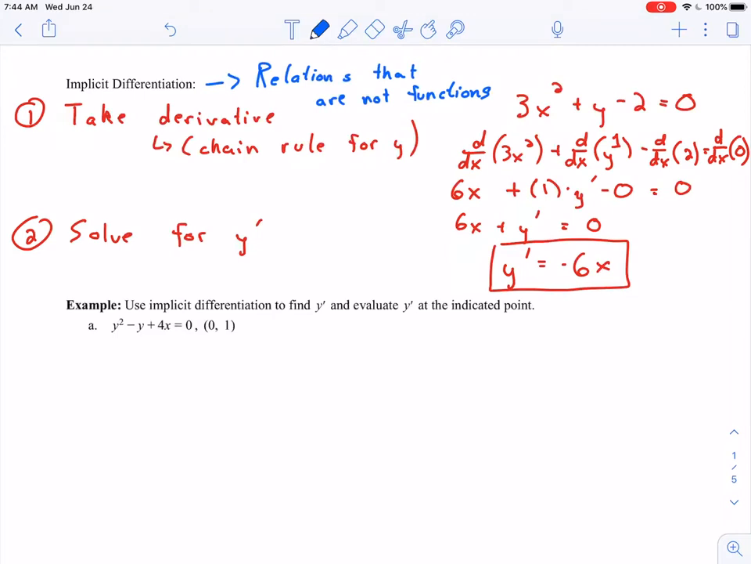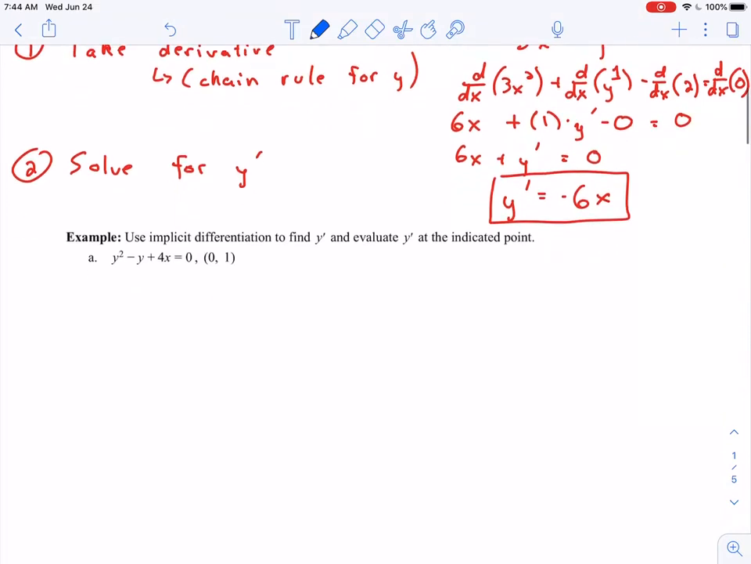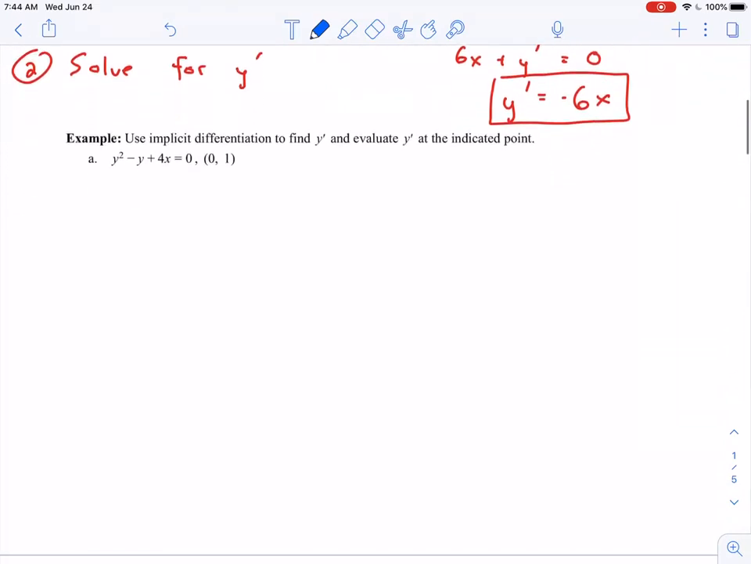So I am going to use implicit differentiation here to take the derivative of this function first. So first I'm just going to find y prime. I'm going to take the derivative of each one of these terms, and let me just write it out: y squared minus y plus 4x is equal to 0. I want to take the derivative with respect to x of both sides of my equation. So let's take each term one by one.